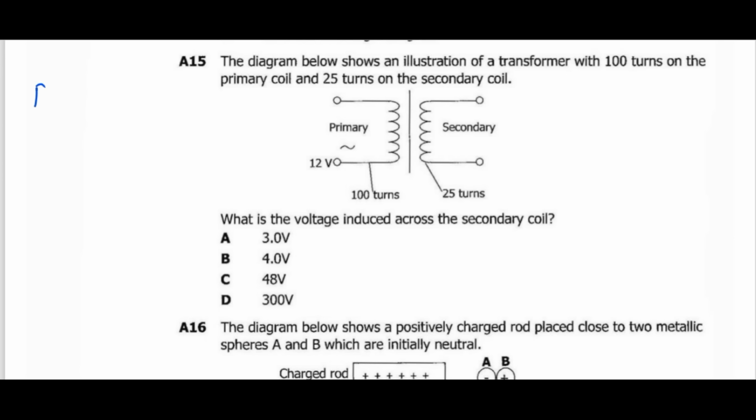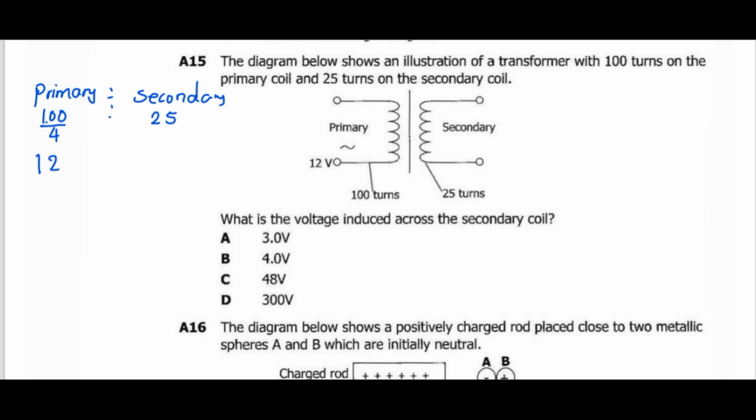Okay, so we have the primary here, and also we have the secondary. So how many turns are on the primary? On the primary we have 100 turns. Then on the secondary we have 25. So if we change these into ratios, by what number can we divide 100 to give us 25? It is 4. So this means that 100 divided by 4 will give us 25.